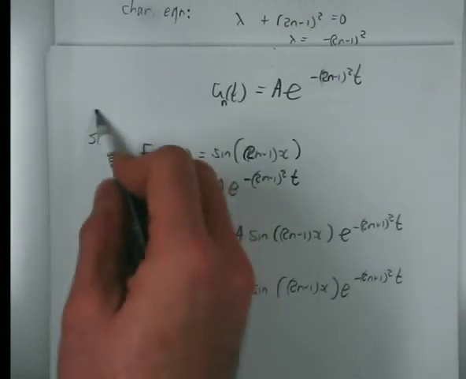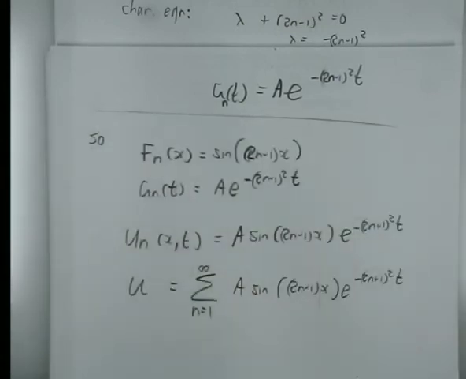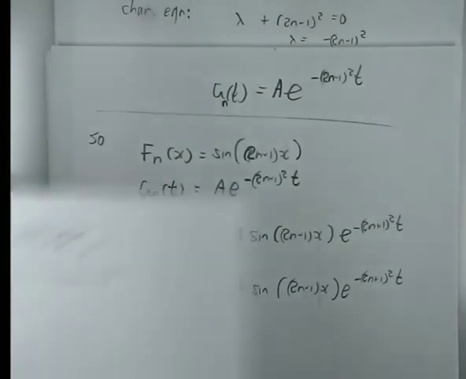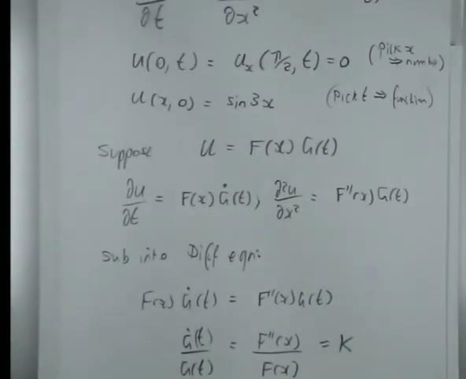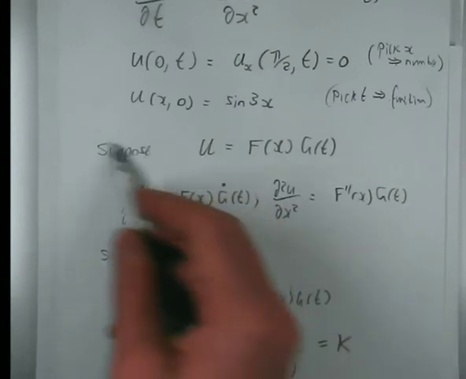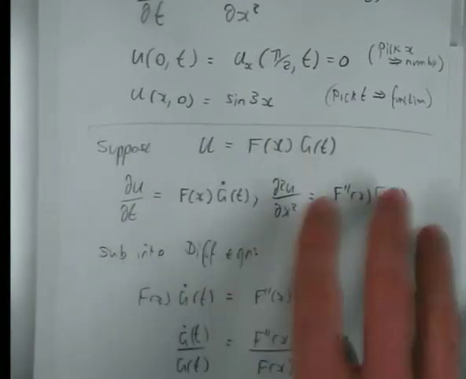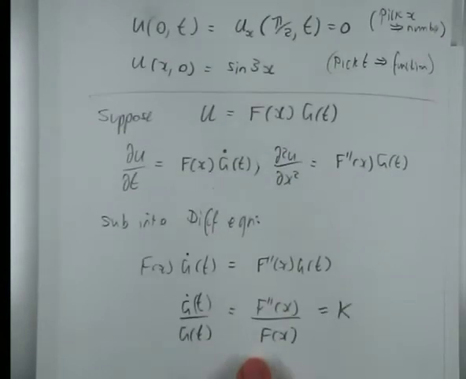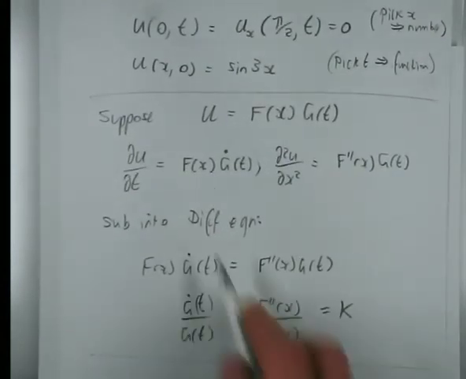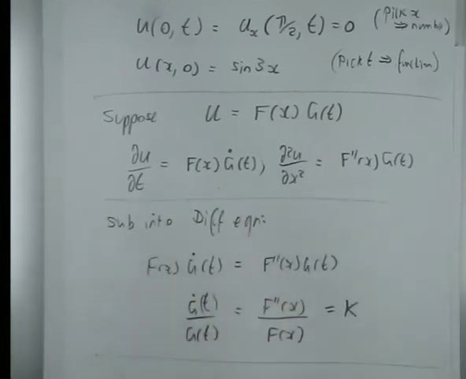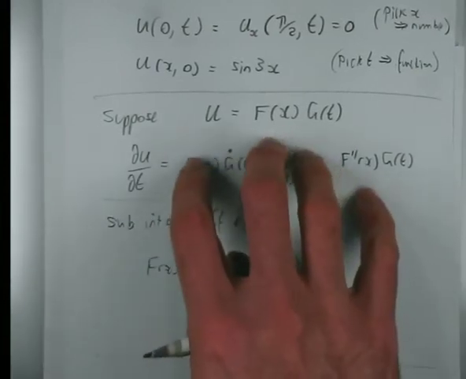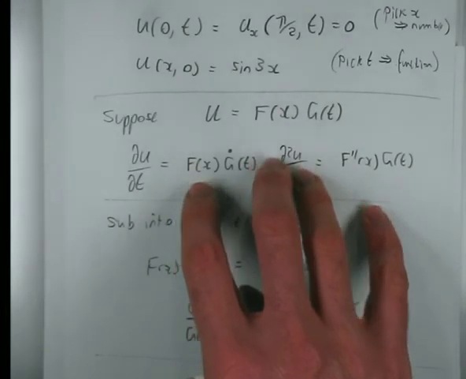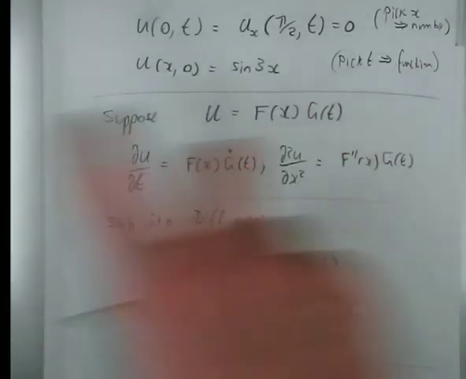Okay, so let's just recap where we've been here. We supposed that it was f times g. We differentiated as many times as we needed, and we subbed it into the original differential equation, and we got this. So that's sort of like part 1. This is the very original part, and then we sub that in, so together that's part 1.